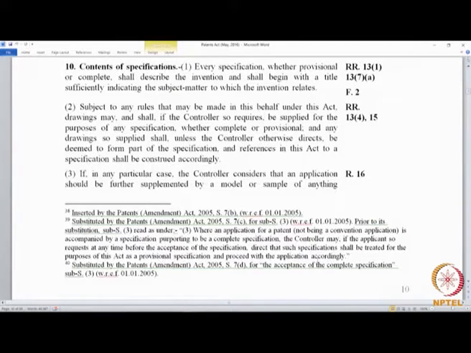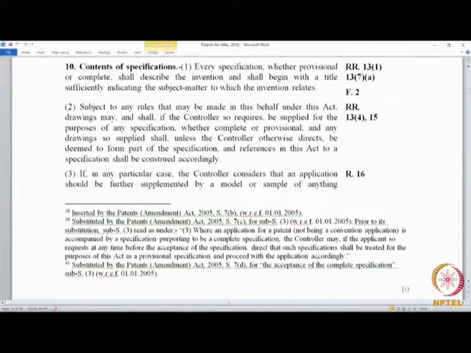10(2) states that subject to any rules that may be made on this behalf under this act, and the relevant rule being mentioned there, rule 13 is the relevant rule, drawings may and shall, if the controller so requires, be supplied for the purpose of any specification, whether complete or provisional, and any drawing so supplied shall, unless the controller otherwise directs, be deemed to be a part of the specification, and references to this act to a specification shall be construed accordingly. So, this provision says that drawings may be supplied, or if the controller insists, they shall be supplied. So, it is optional. Supplying a drawing is an optional thing, but if the controller requires, then it has to be done.